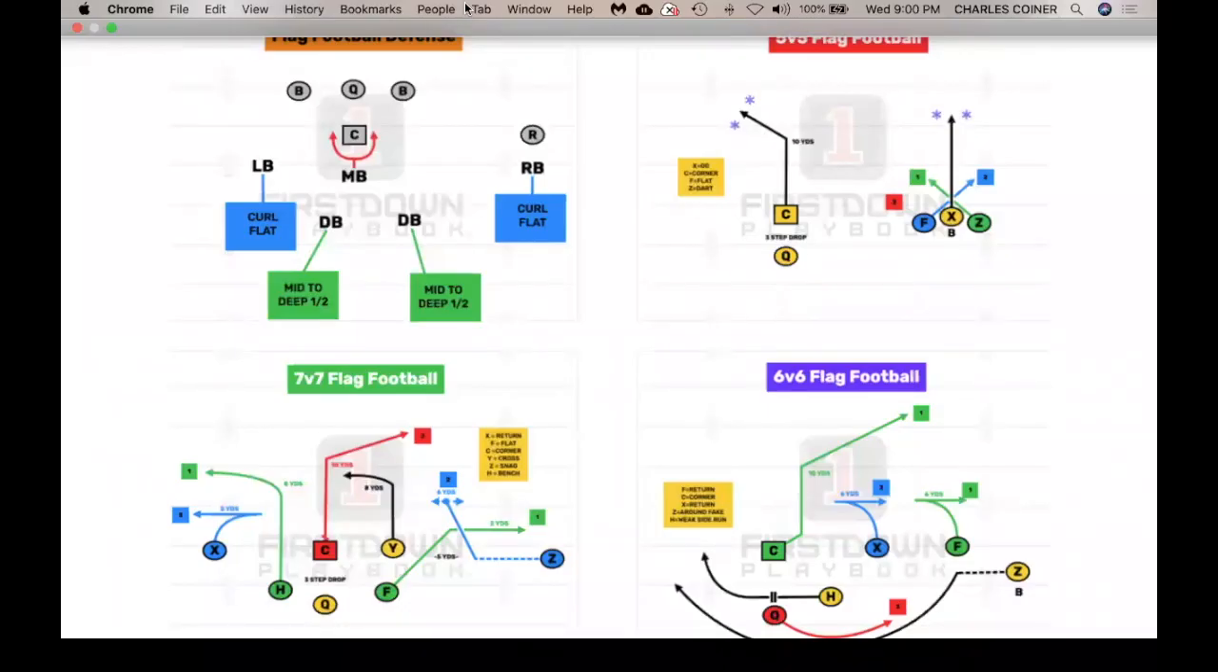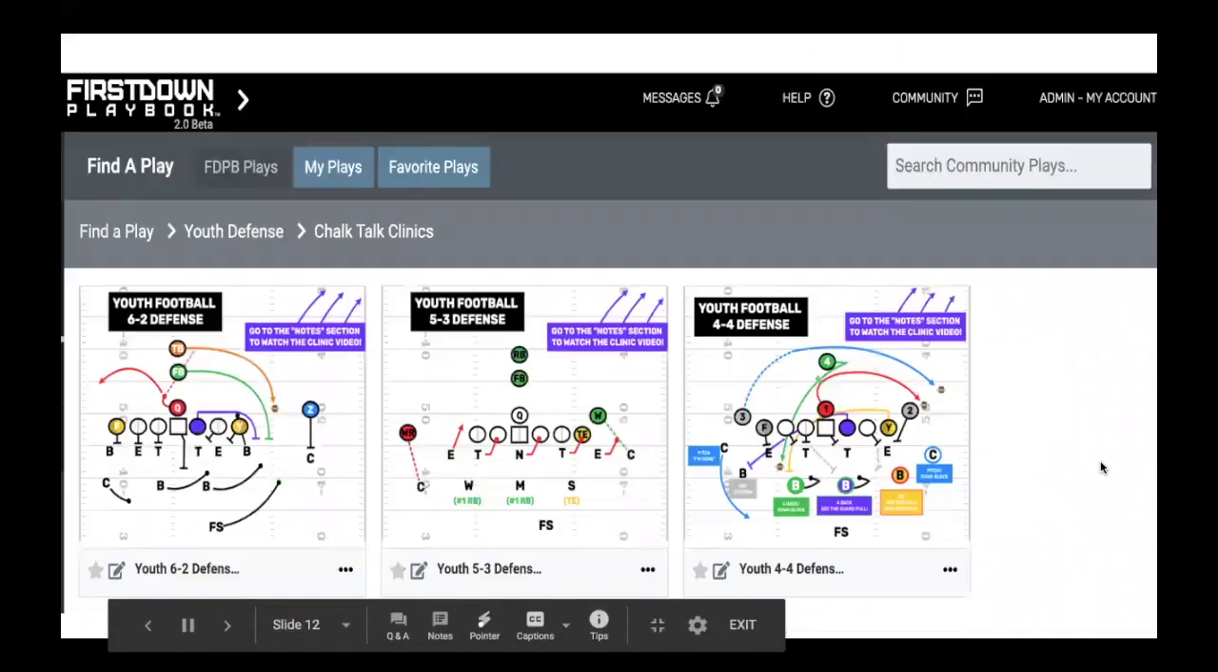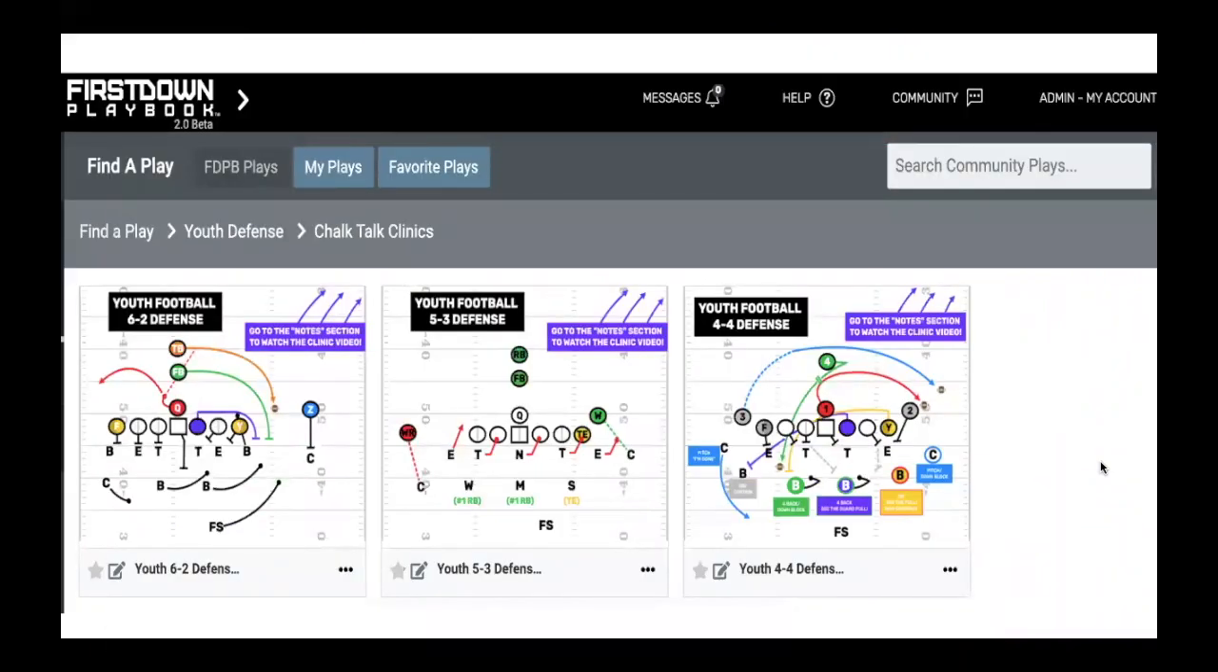All right, well, let's get with the football part of it. Once again, I'm Charlie Coiner, and we're going to cover the jet sweep tonight. I've got Kendall Etcho here with me.